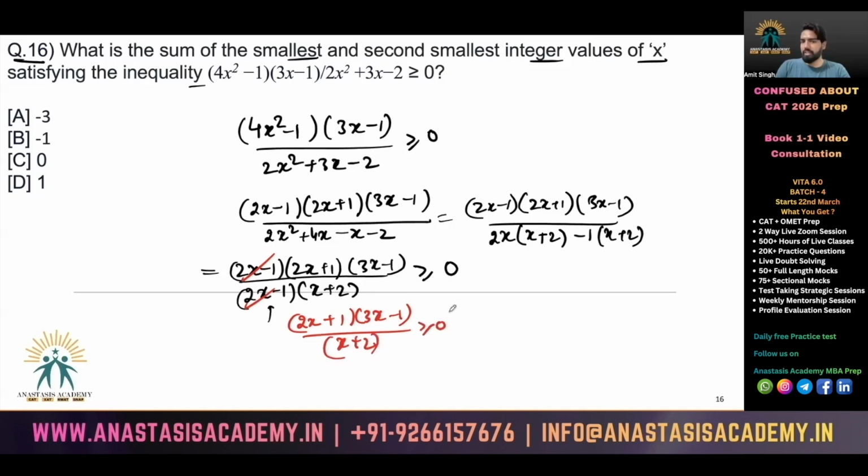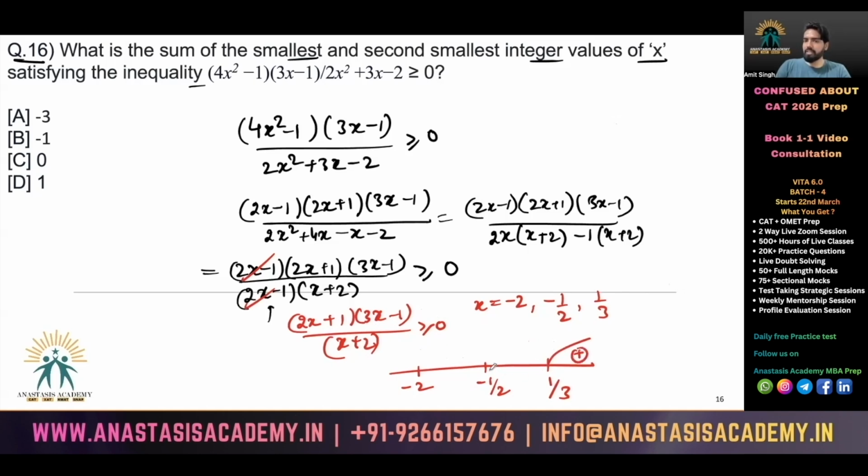has to be greater than or equal to 0. From here, I can write the critical points as −2, −1/2, and 1/3. These are the critical points. Let's mark these points on the number line. So −2 is here, −1/2 is here, and 1/3 is here. I need this expression to be greater than or equal to 0.